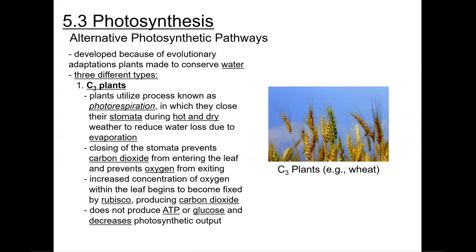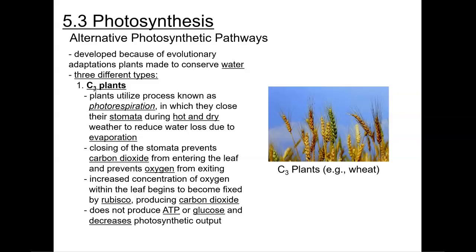Sometimes with photosynthesis, you need alternative pathways, and this is going to occur in times when you can't perform photosynthesis under normal conditions. So it's developed because of evolutionary adaptations to help conserve things like water in really dry climates or high heat or a lot of wind.